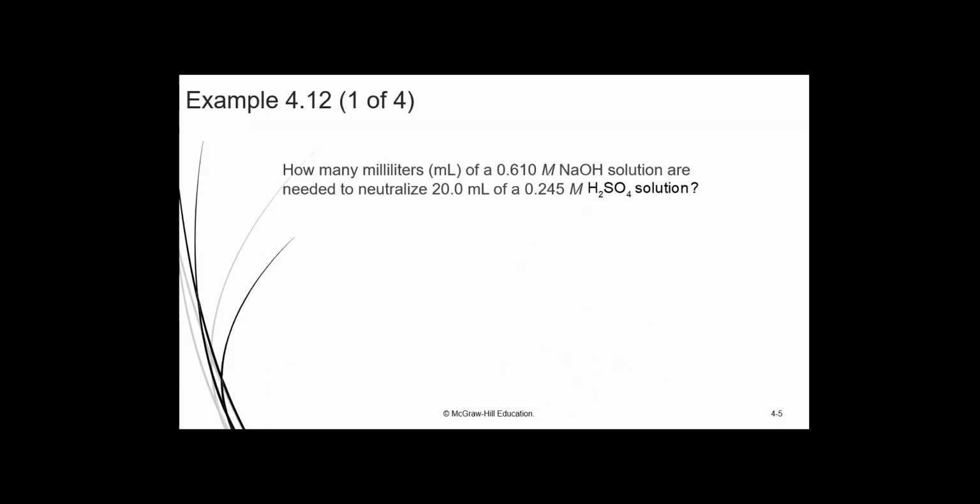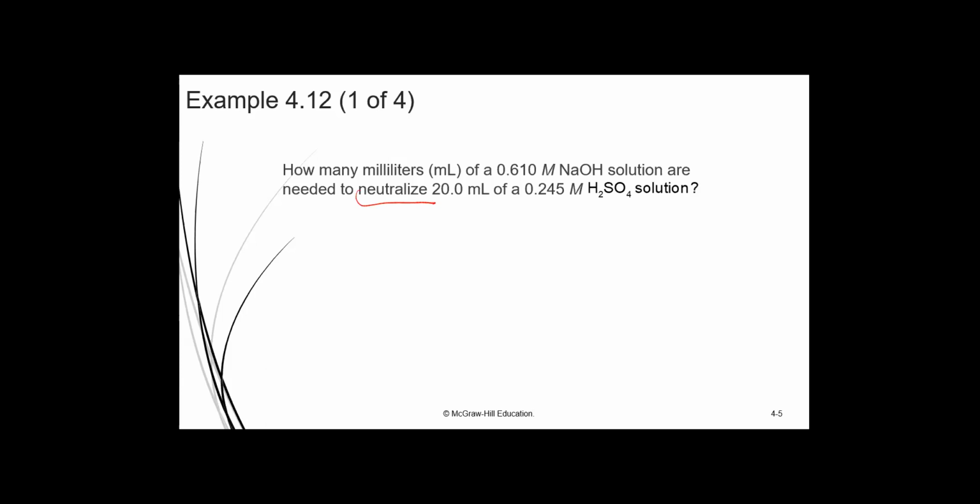Next part. How many milliliters of 0.610 molarity NaOH solution are needed to neutralize 20.0 milliliters of a 0.245 molarity H2SO4? Pause this. Don't go any further. You want to try this one out. This is a great question because you've done something similar with our acid-base neutralization from before. All right. First step, when we get a problem like this, you have to figure out the chemistry first. We need to know what is reacting. So there's a key word in here. It says neutralize. Neutralize, we want to be thinking about acids and bases.